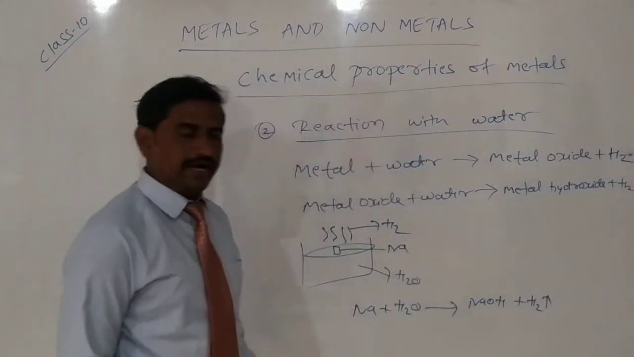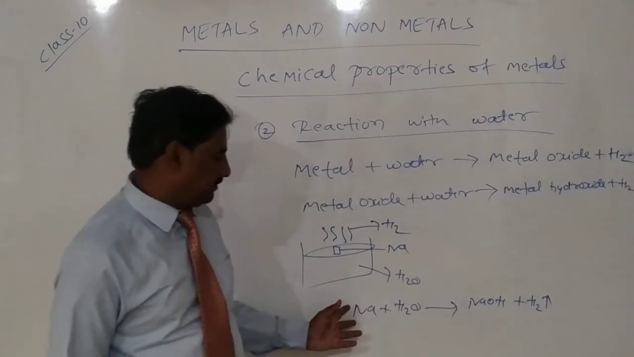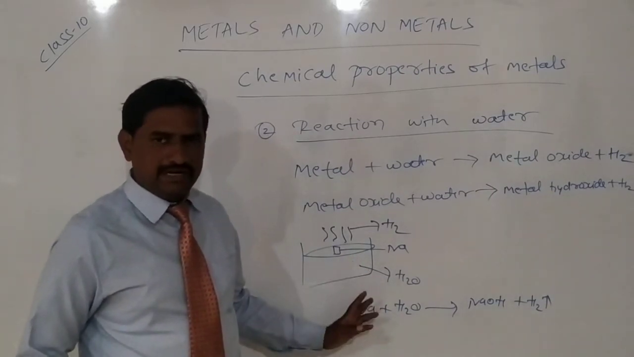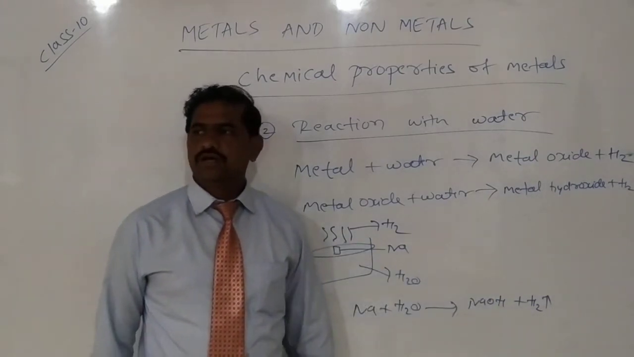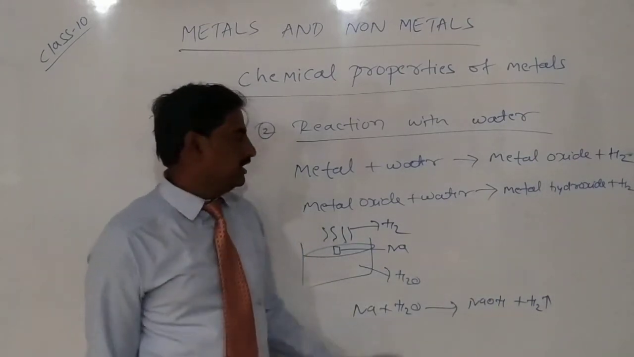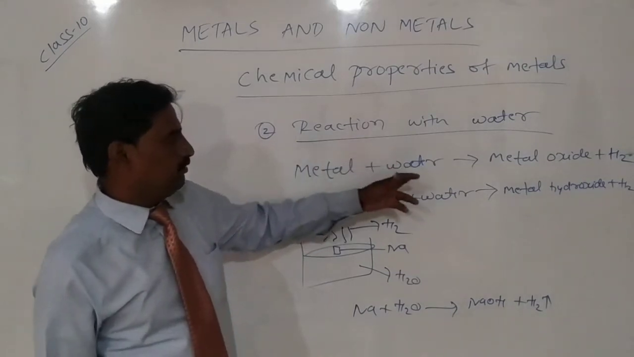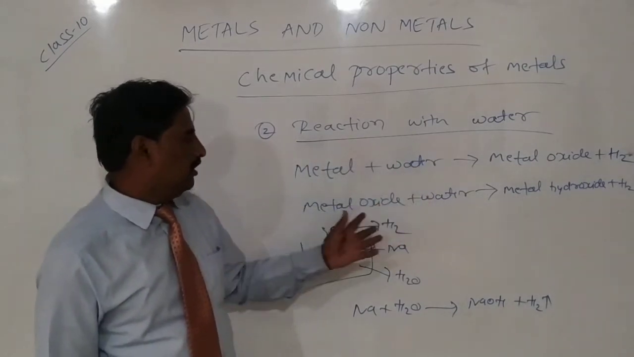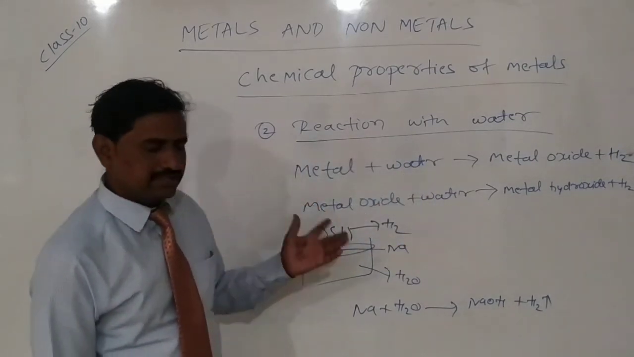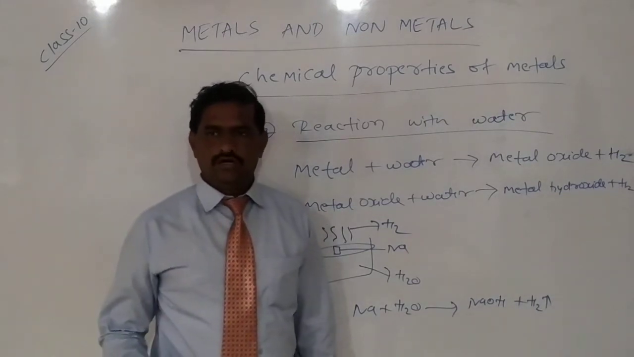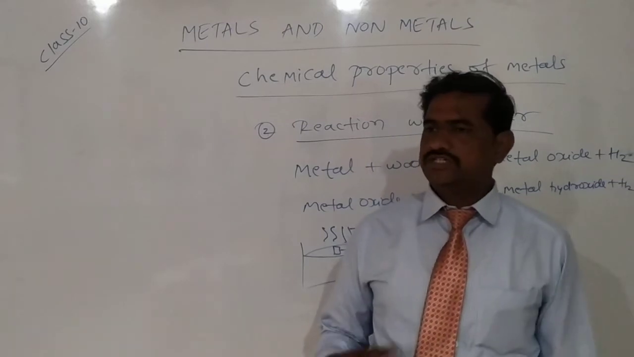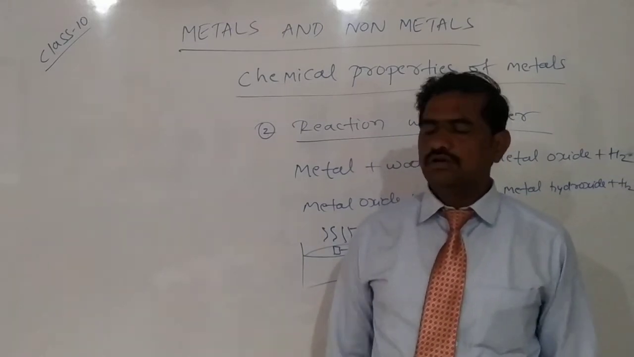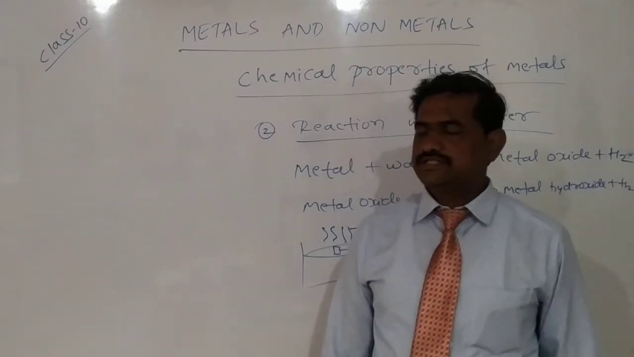This gas is hydrogen gas. So this is a very fast reaction. When metal reacts with water, there is formation of metallic hydroxide and the release of hydrogen gas. So this is the reaction between metal and water. Okay, take the other metals, when magnesium reacts with water, magnesium hydroxide and release of what? The gas, that is hydrogen gas.